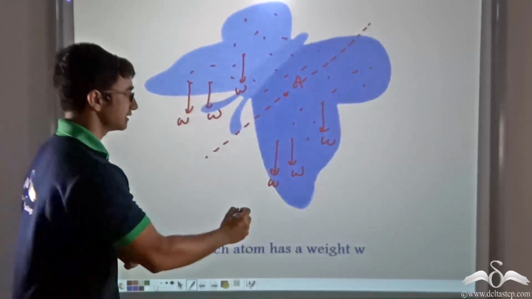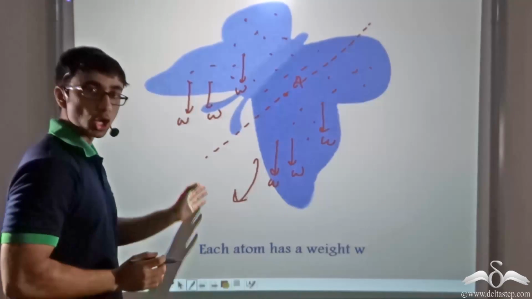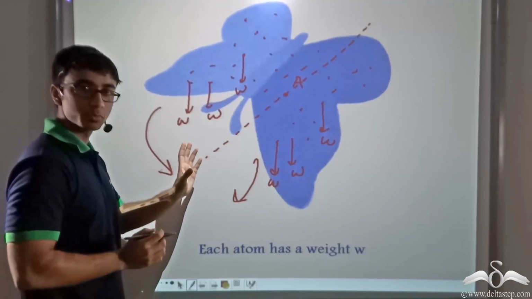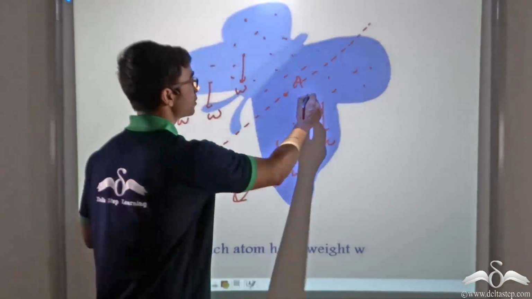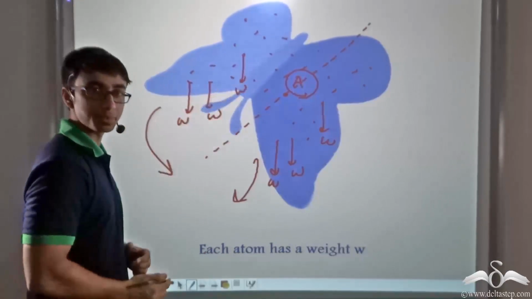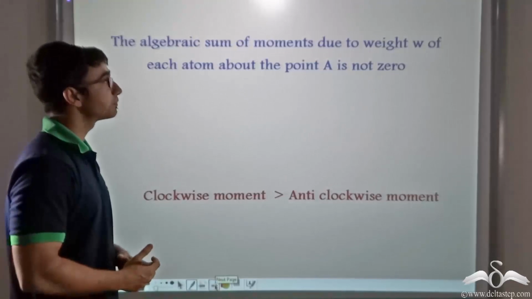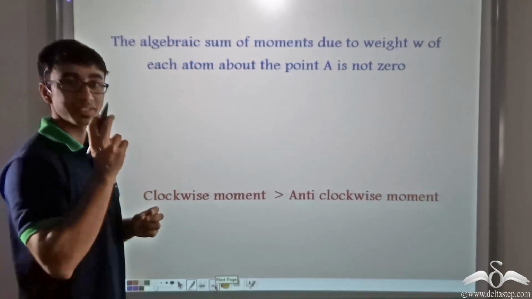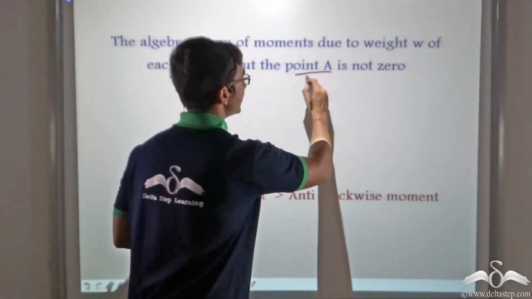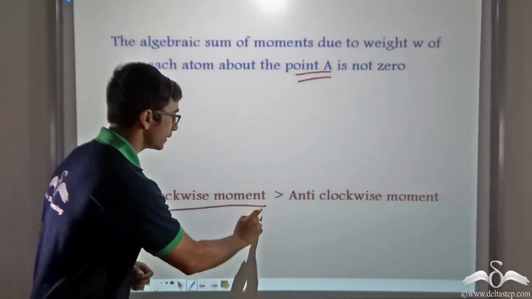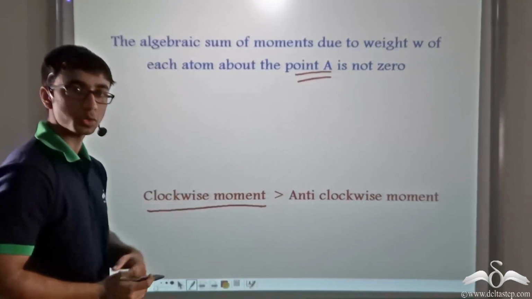So this means that the anti-clockwise moment will be much more than the clockwise moment, and we can say that about this point A, we will not be able to balance the paper butterfly. Why? Because the algebraic sum of moments due to weight W of each atom about point A is not 0. This is because the anti-clockwise moment is greater than the clockwise moment.